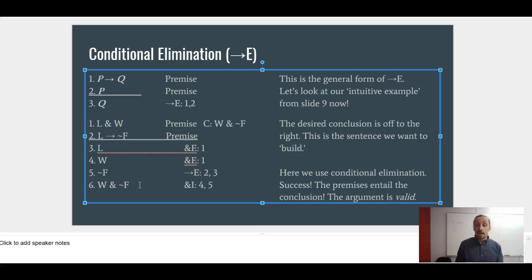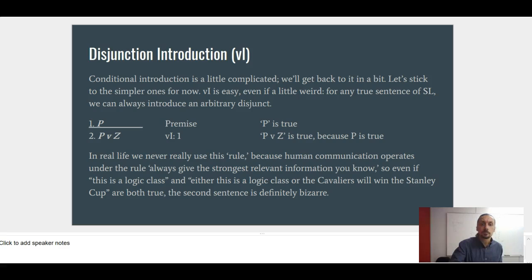An argument will be valid if and only if I can construct the conclusion from the premises using the introduction and elimination rules that I will be giving you. All right. So conditional introduction. Now, I said there's an introduction and an elimination rule for each of the connectives. That's true. But conditional introduction is a little complicated, so we're going to press pause on that.